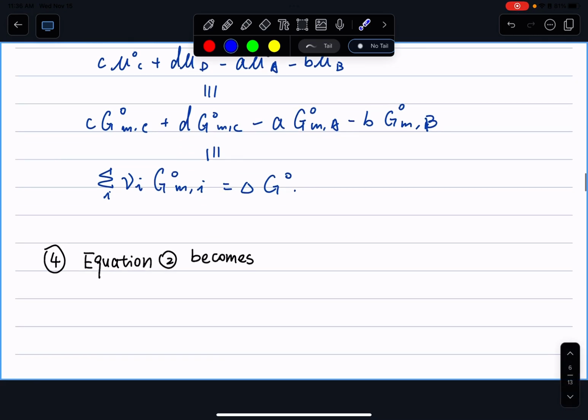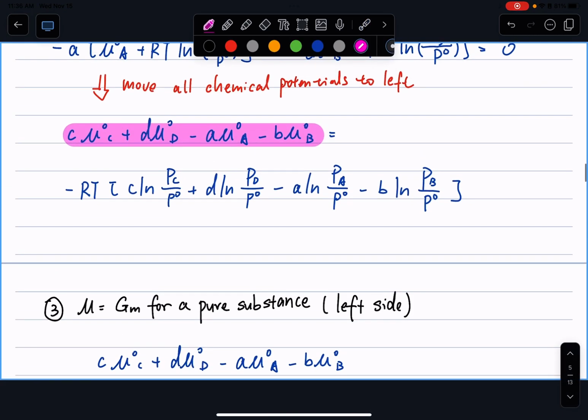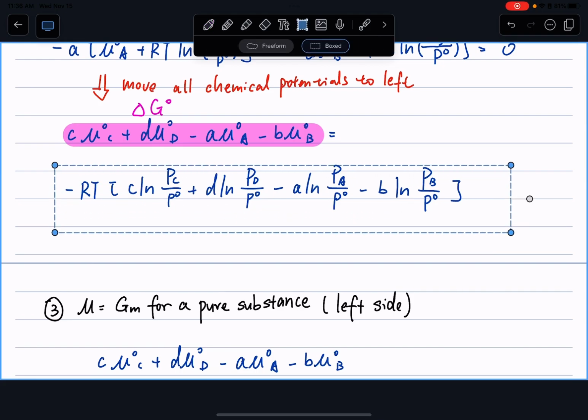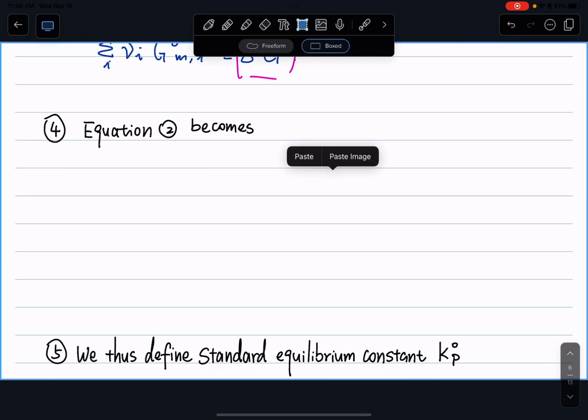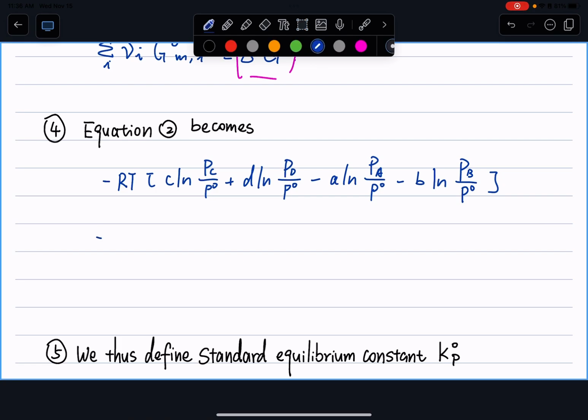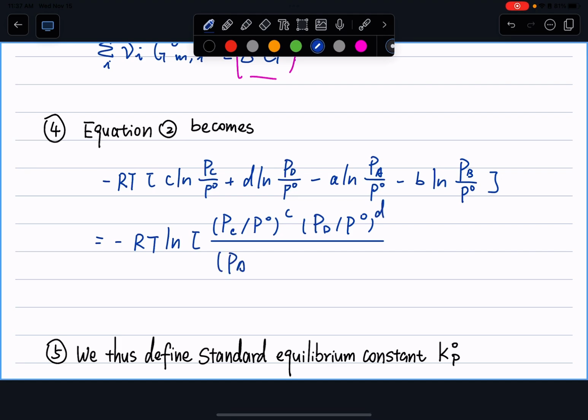And what about the right-hand side? The left-hand side becomes delta G naught. On the right-hand side, we can do the same thing to simplify all those logarithm terms. You can write it as RT and everything in the logarithm. On the top, that's PC over P naught with coefficient C, PD over P naught with coefficient D. And on the bottom for the reactants, you have PA over P naught with coefficient A, and PB over P naught with coefficient B. And this thing equals your delta G naught.